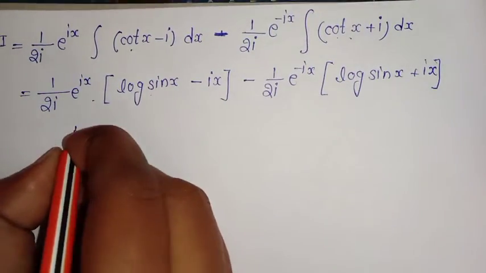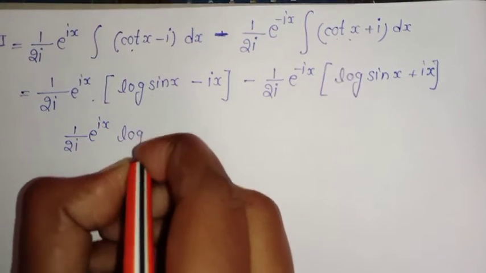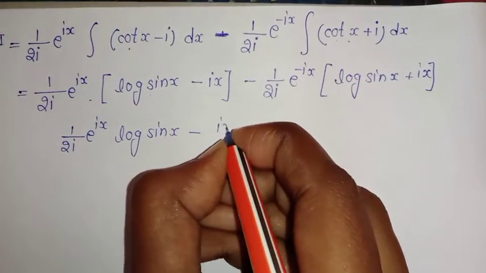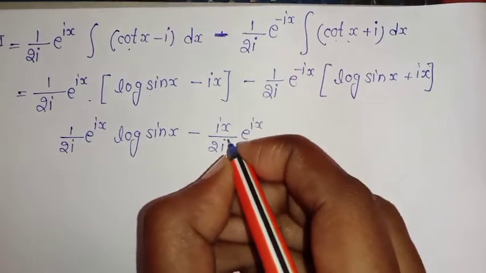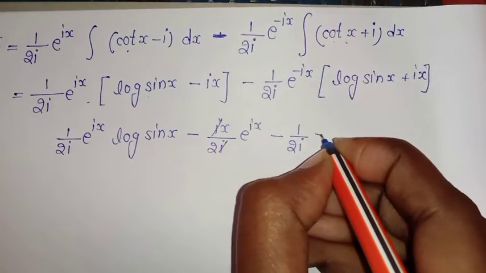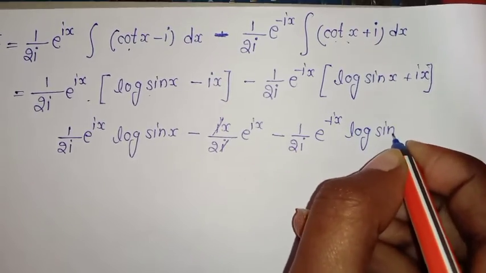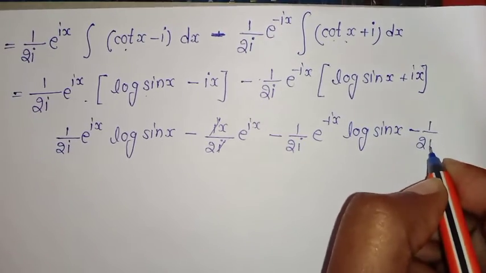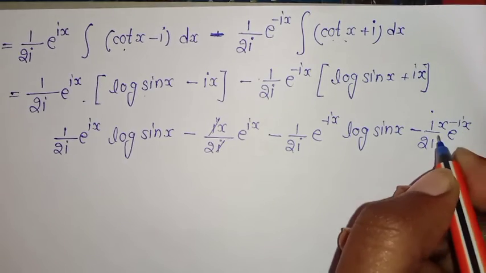Now if we take this term and this term at one side, firstly we have to remove this bracket. So it becomes 1 by 2i e raised to power ix log sin x minus ix upon 2i e raised to power ix. So i gets cancelled by i. Now I am going to multiply this term inside the bracket. So 1 by 2i e raised to power minus ix log sin x, and minus, this becomes minus again, 1 by 2i, and this becomes ix e raised to power minus ix. This i gets cancelled by i.